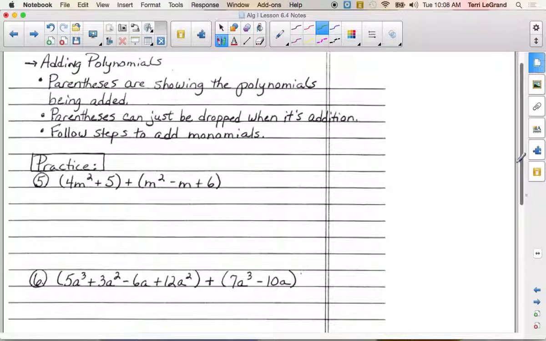In other words, there are parentheses around them, because here's what they will do. To show that it is a polynomial being operated on with another polynomial or polynomials, they will put parentheses around them. So parentheses are showing the polynomials being added. Notice what I say here: parentheses can just be dropped when it's addition. And then we'll just follow the steps we did to add monomials.